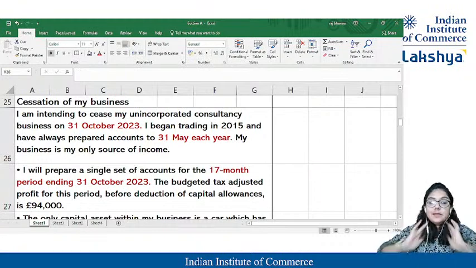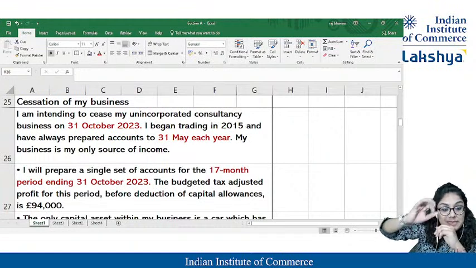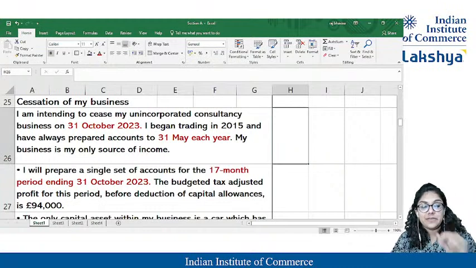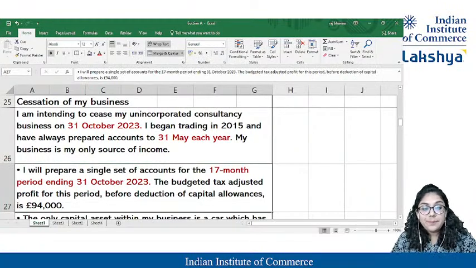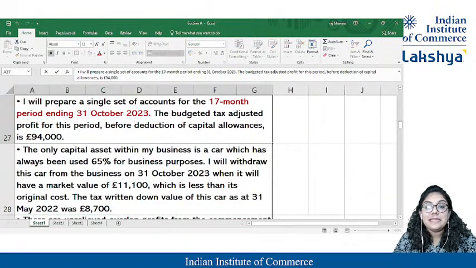So it's April to May, 12 months. Then June, July, August, September, October, like 13, 14, 15, 16, 17. For 17 months they wanted to make the financial statements. The budgeted tax adjusted profits before allowing any deduction is this. So 94,000 was the budgeted profits.